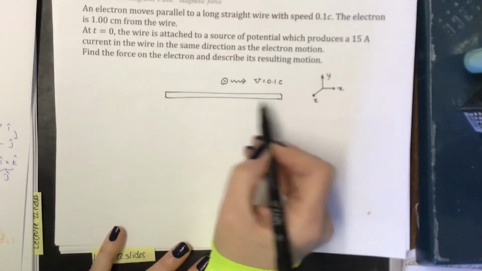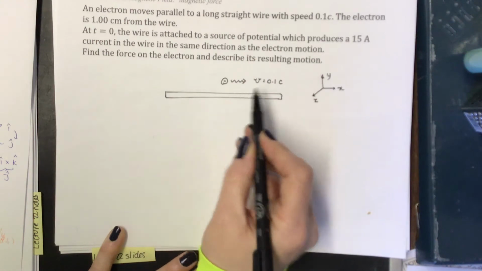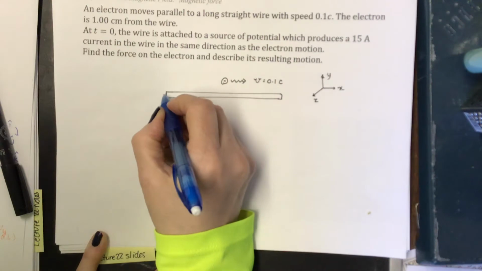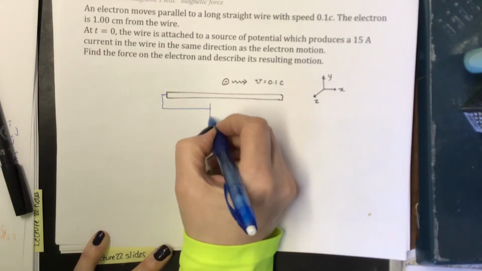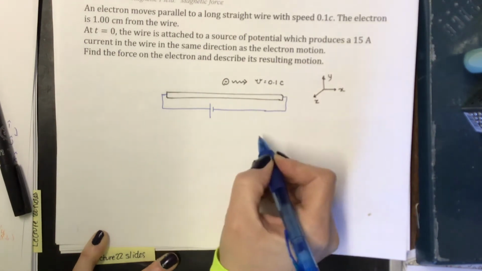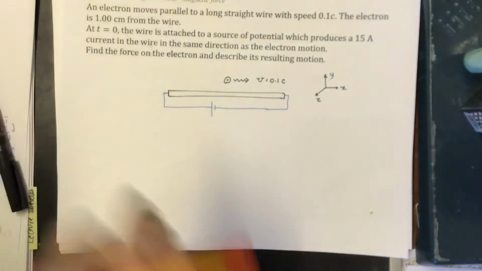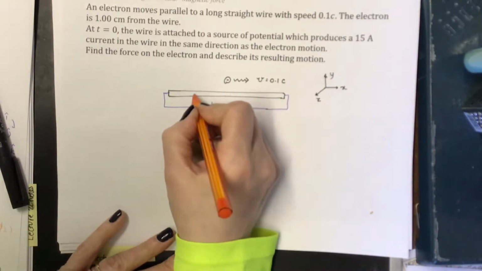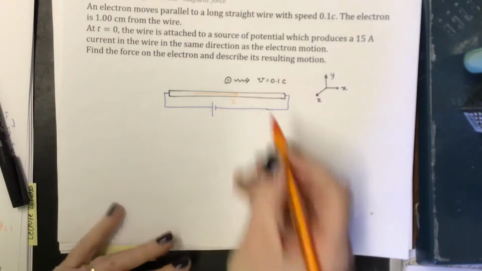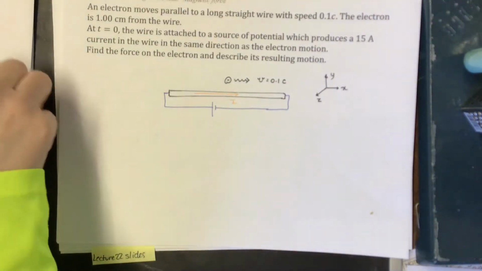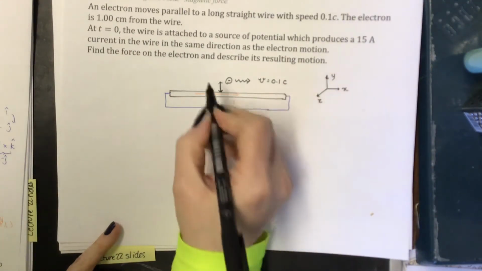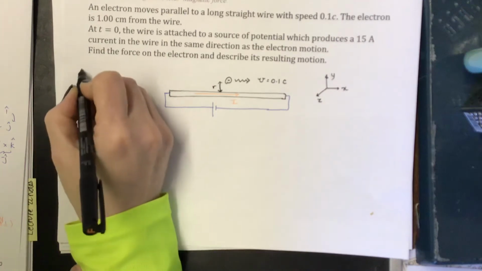At t equals 0, the wire is attached to a source of potential. So we hook our wire up to a battery. And the result of that potential is to make a 15 amp current in the wire. And it says that the current goes in the same direction as the motion of the electron. And what else do we know? The distance between the wire and the electron, normally we call that R. So R equals 1 centimeter, and current is 15 amps.